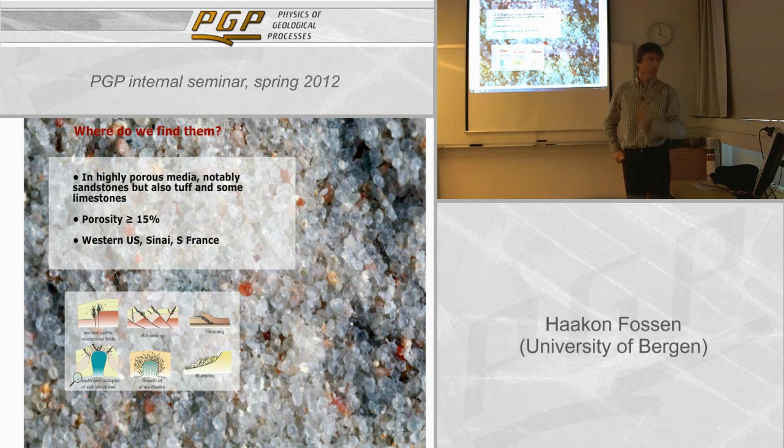So where do we find these structures, deformation bands, little shear zones? Well, we find them in highly porous media, mostly in sandstones, of course. And porosity should be at least 15% as a rule of thumb to get deformation bands. Places like the western U.S., Colorado Plateau, and other places out west. Sinai Peninsula is a good place to look for deformation bands. Southern France, and even not too far from Oslo, there are some examples of deformation bands, and many other places.